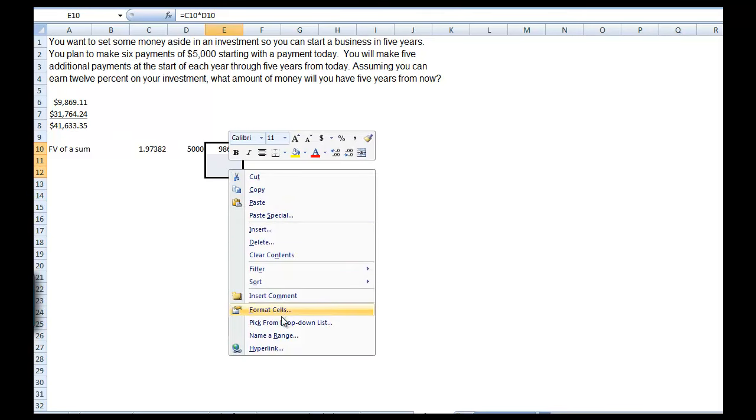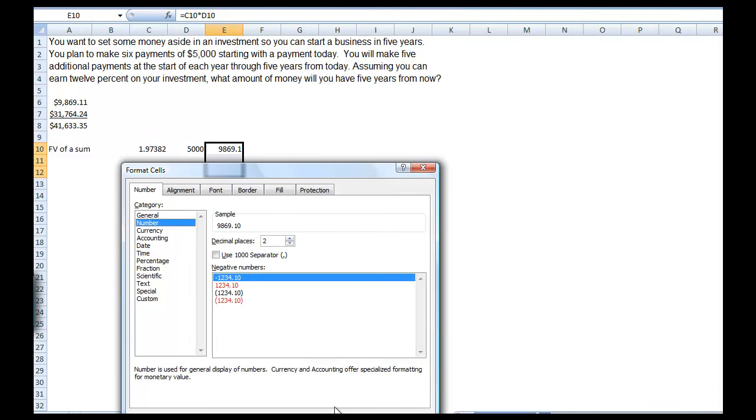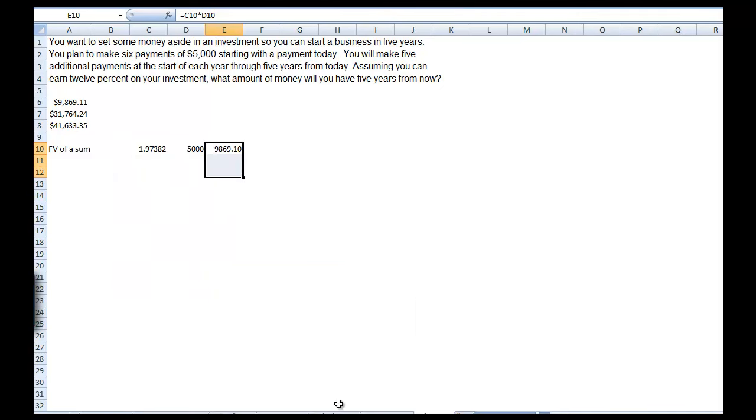So let's format this to 2 decimal places. Actually it came out to 10, and that's just rounding. So it's a penny off of what we did before. And now we're going to take our future value, I cannot type today, future value of an annuity due.